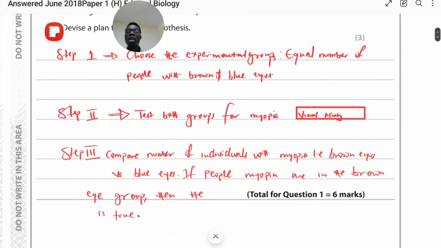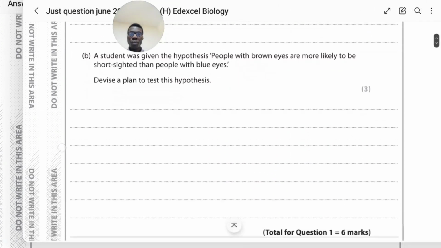The next thing you will do is compare the number of people with myopia among the brown eye people versus the blue eye people. If the people with myopia are in the brown eyes, then the hypothesis is true. So if more people with short-sightedness have brown eyes, that means the hypothesis is true. But if you don't have that, it isn't true. It's just a fallacy, or just a guess. Moving on.